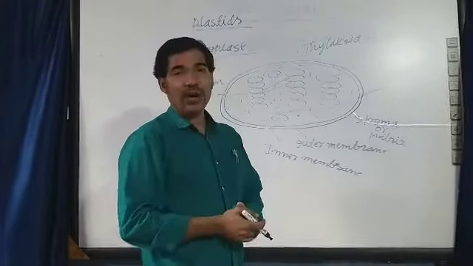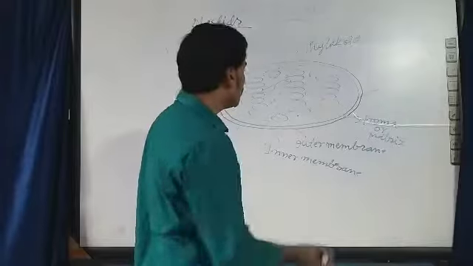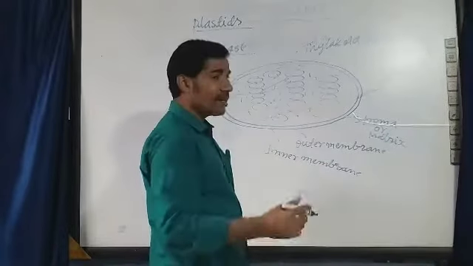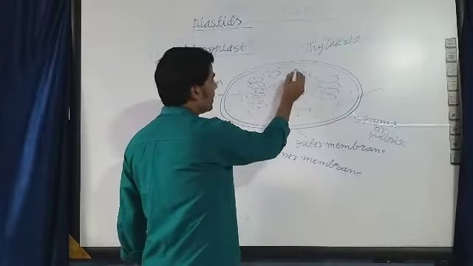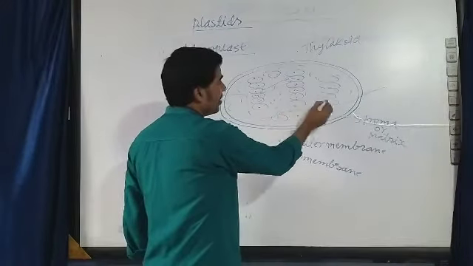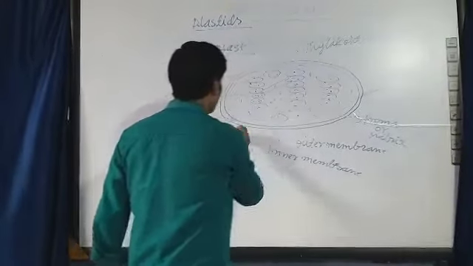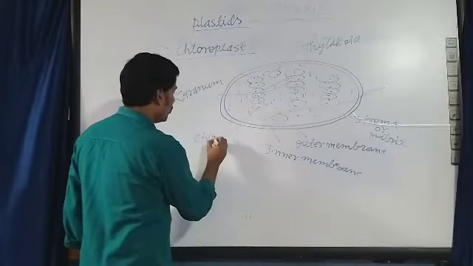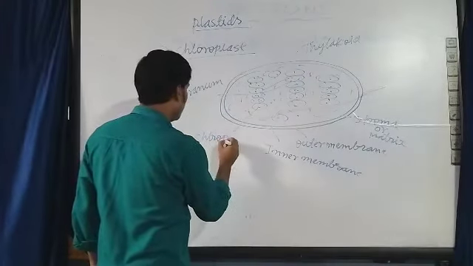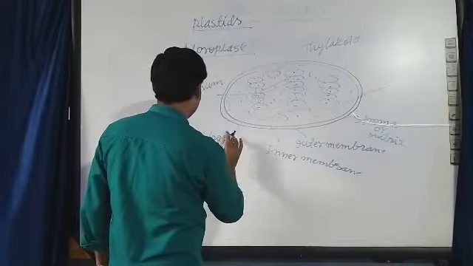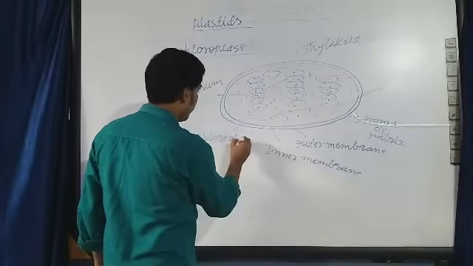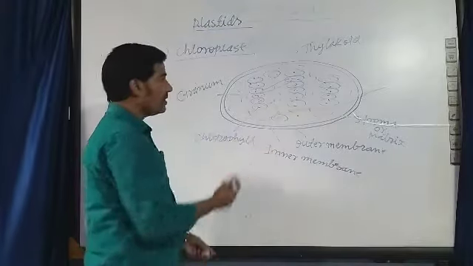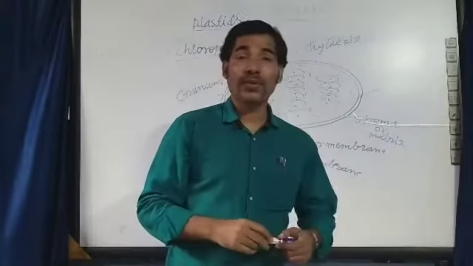Inside the granum or thylakoid, because granums are made of thylakoid, so we can say inside the thylakoid or granum, many small green colored pigments are present, and these small green colored pigments are called chlorophyll. Okay, so this is the rough diagram of chloroplast.